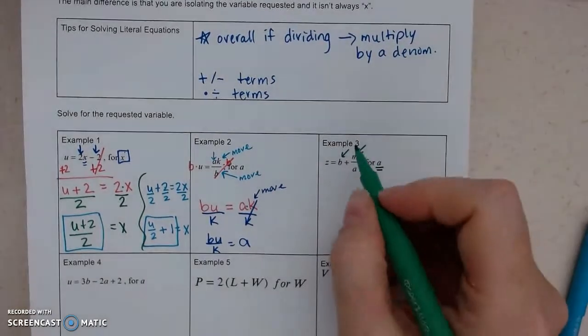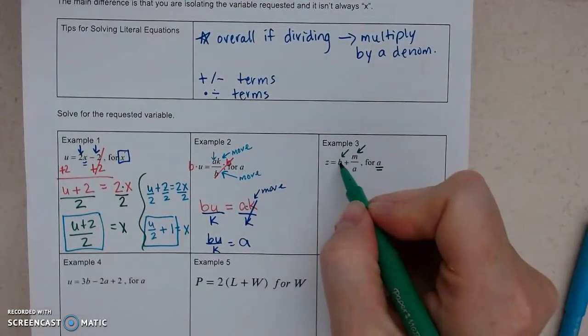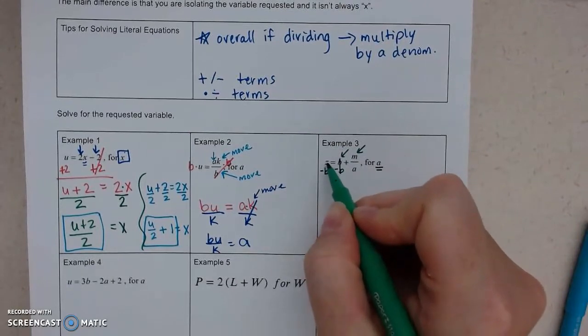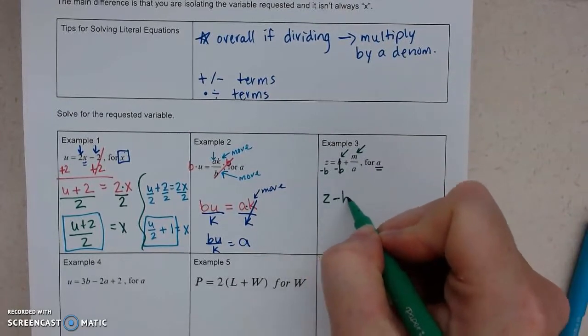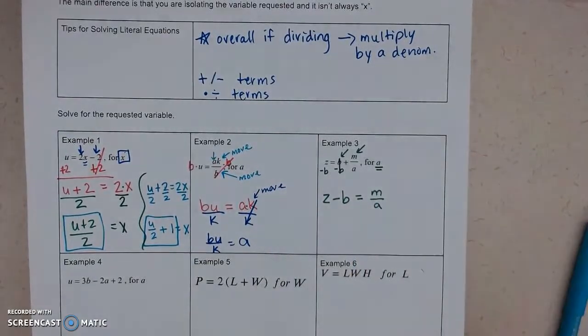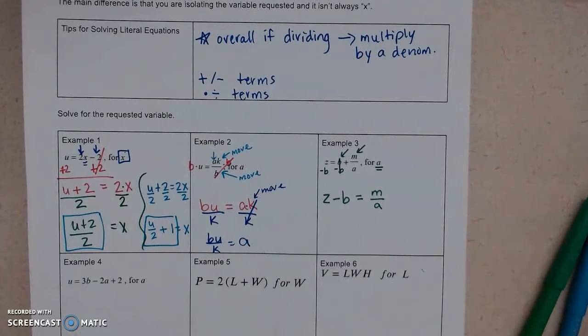So we always add or subtract first. The b is positive, so we're going to subtract b. So we just write z minus b on the left equals m over a. Now, this one's kind of different.